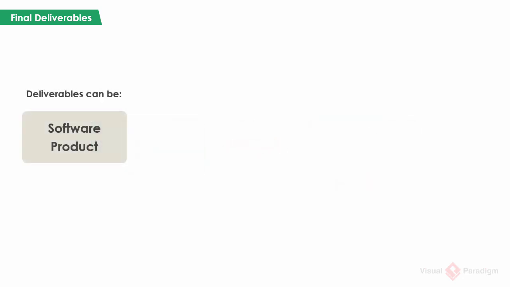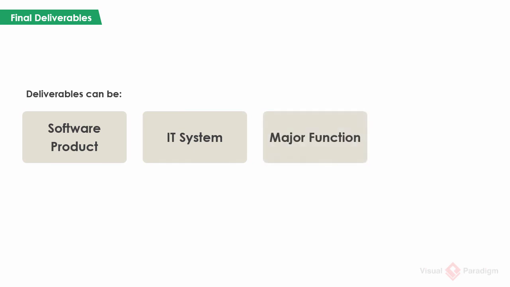Typically, a deliverable is a software product, an IT system, a major piece of system function, or even a well-defined process, etc. You need to identify the resources and skills required to complete the project. Here are some examples. Funding. Estimate the funding required for the project. You may reference the result of cost and benefit analysis performed in the identification phase.